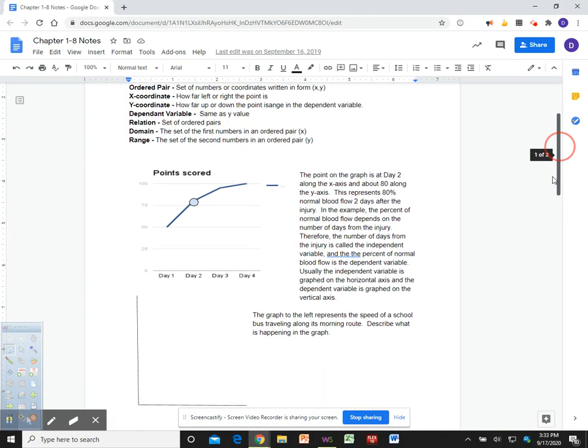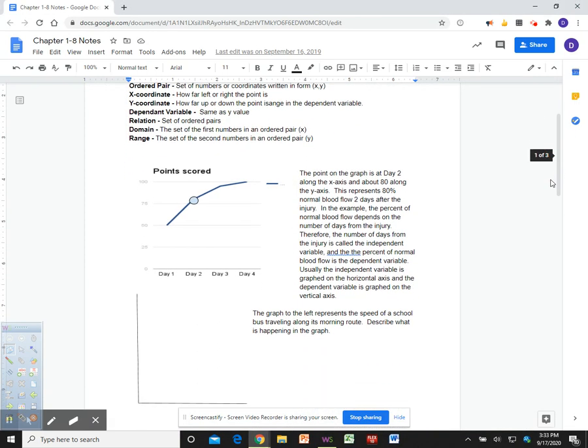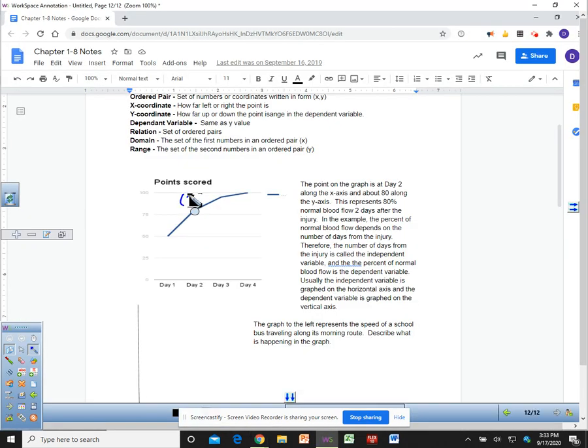First off, the point on a graph is at day 2 along the x-axis. So if you look here, here's our graph. Day 2 along the x-axis and about 80% along the y-axis. So about 80 up. So 2 over, 80 up. This represents 80% normal blood flow 2 days after surgery or after injury. If you were to write that as a coordinate, this coordinate right here would be (2, 80). In the example, the percent of normal blood flow depends on the number of days.